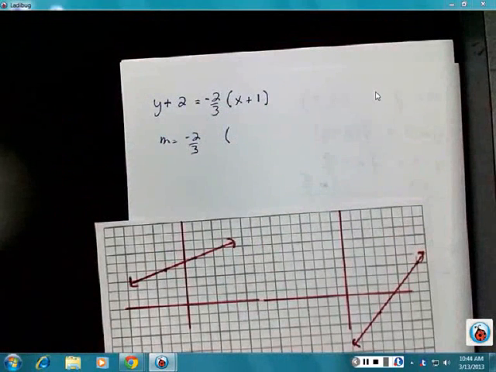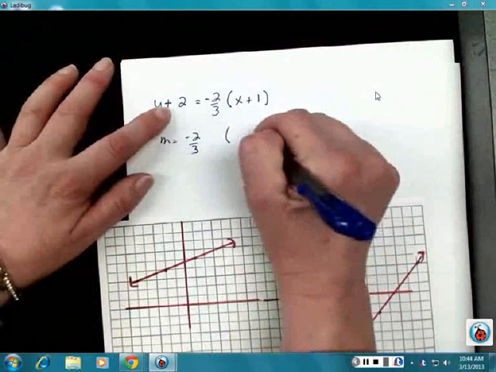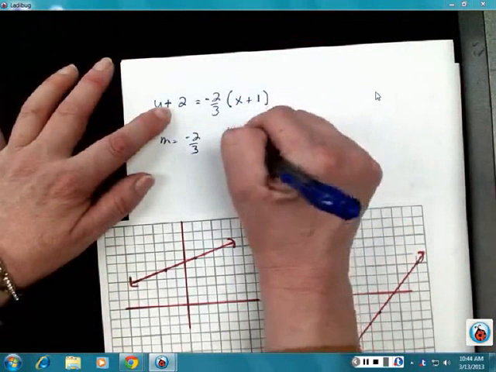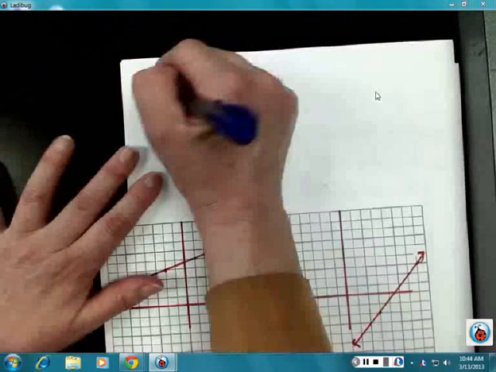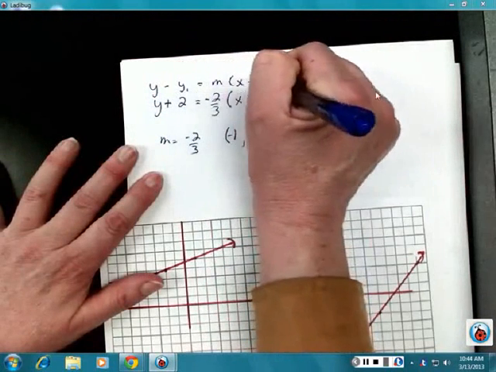And x would be 1. Be careful, because it's supposed to be subtraction in here. Okay, so you have to flip. So y is really a negative 2, and x is really a negative 1. It's always in your main formula. Your main formula is y minus y1 equals m times x minus x1.